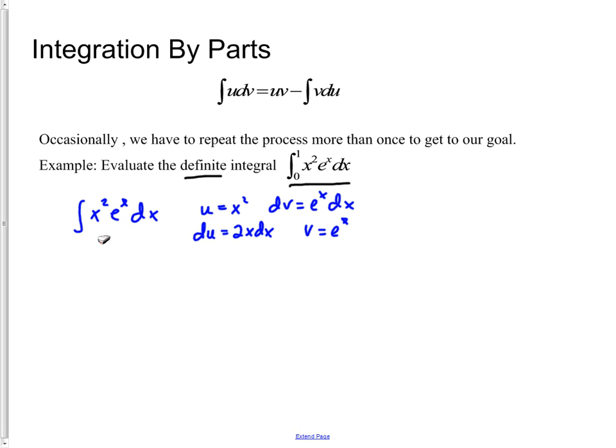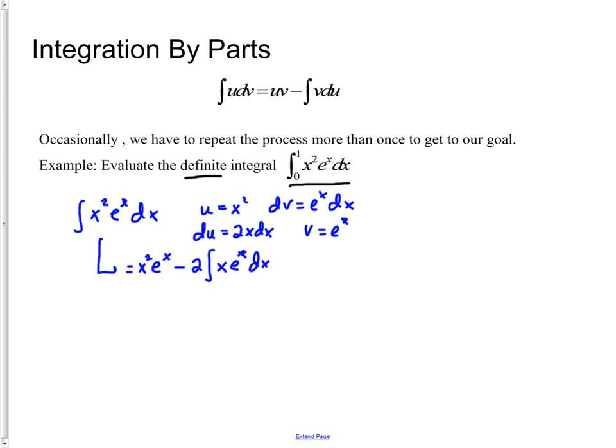All right, so let's rewrite now. We're going to get our integral. It's going to look like this. It's going to be u times v. So we're going to get x squared times e to the x, and we're going to subtract from that 2 times the integral of x times e to the x dx. And this looks kind of familiar, right? We actually did something like this one before.